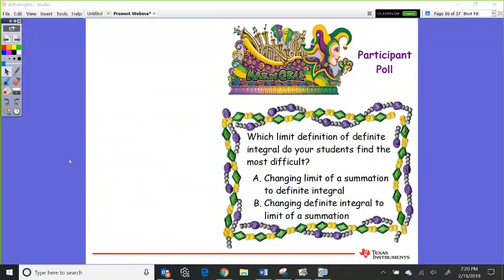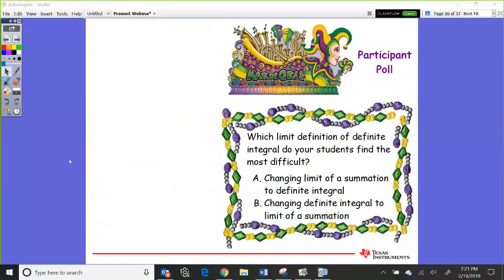Which limit definition of definite integral do your students find the most difficult? Can they change limits to integrals or integrals to limits? Think about it. I guess that's kind of hard to decide which one would be the most complicated for them.